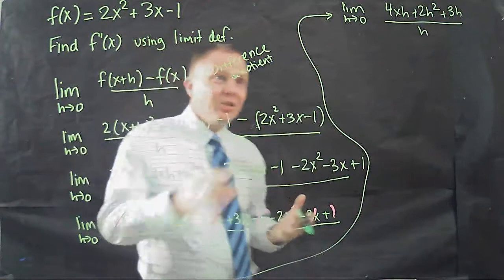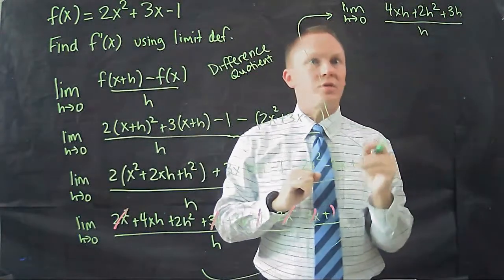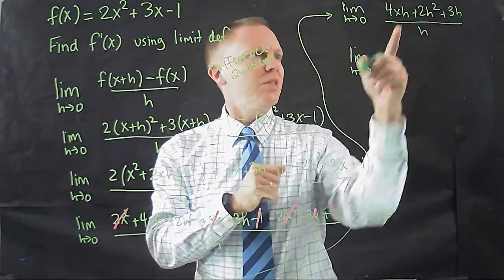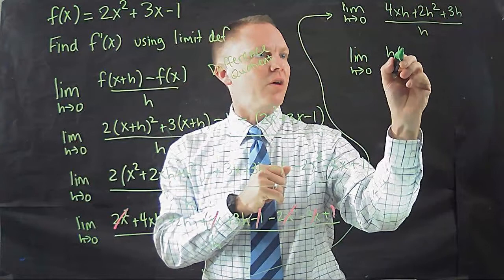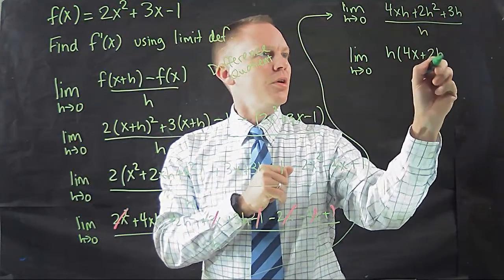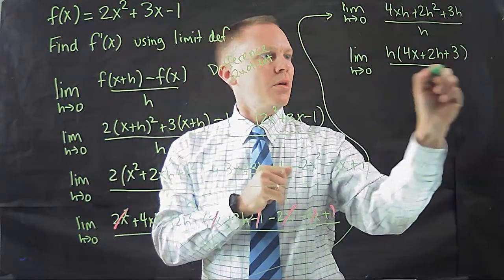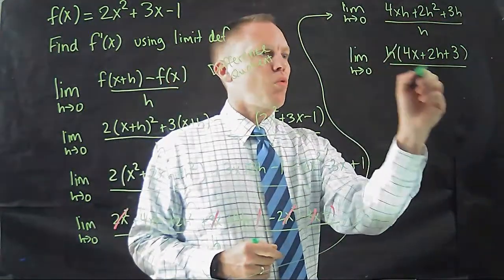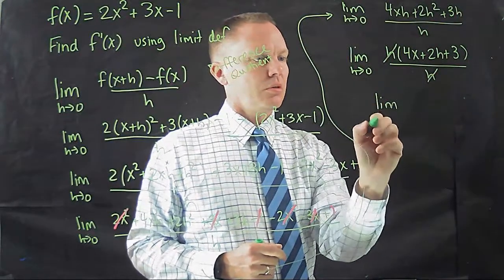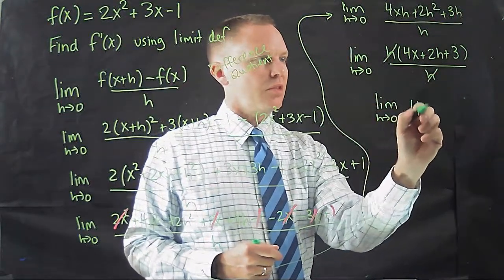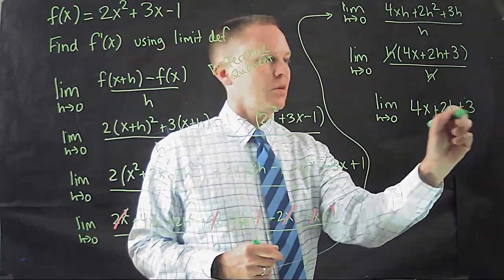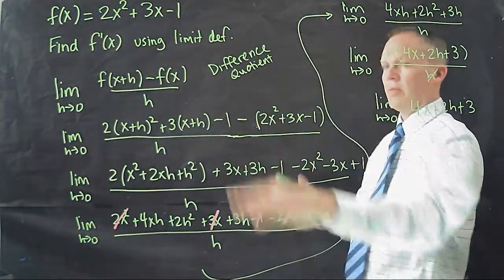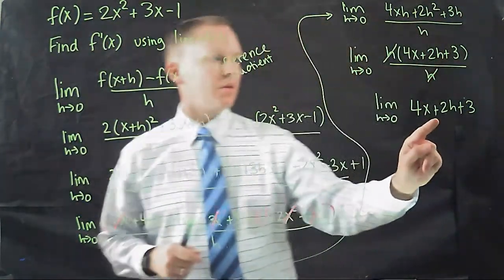And now, we still can't just plug in 0 for h because we're going to get 0 over 0. But if you look real carefully, you'll see that, hey, there's an h in the numerator that I can factor out and remove. And so now those h's cancel, and you're left with this.